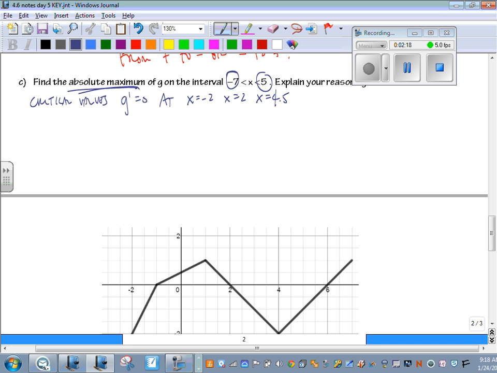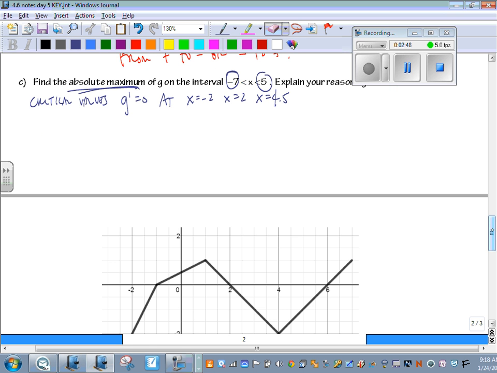We don't have an original function to plug this into. That's where the stuff we did earlier comes into play. We need to figure out what's g of negative 2, g of 2, g of 4.5, g of negative 7, g of 5. We need to figure out all of those things and see what's the biggest one. Well, to do that, there's got to be a shortcut, but not that much. All right. Well, we can kind of narrow some things down.